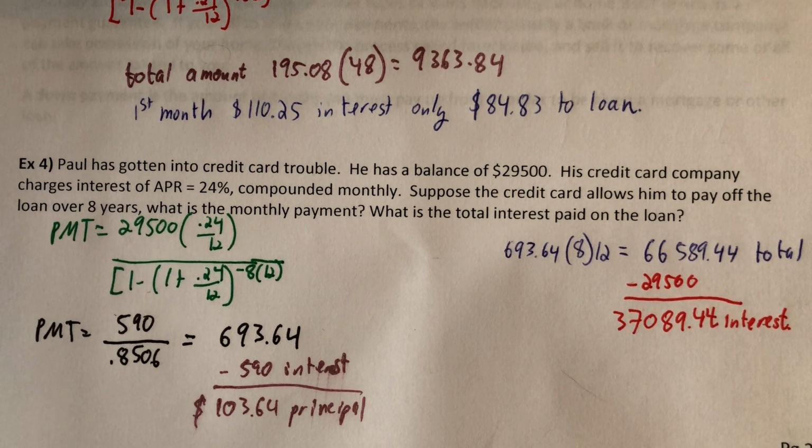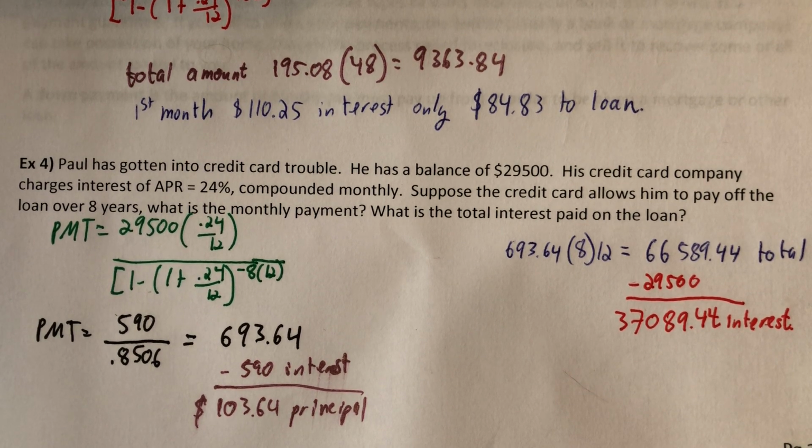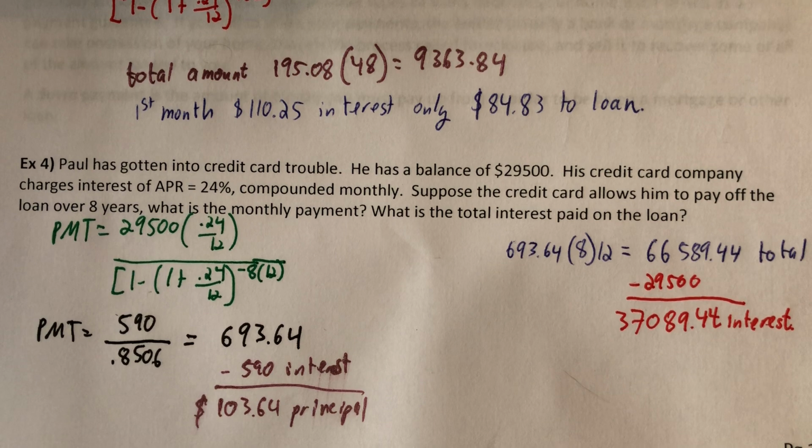Now, the next month it would be a little bit less because his balance would be $29,396 something. Okay, so a little bit less of the following month will go to interest, a little bit more will go to principal, but it's going to take him a while to pay that down.